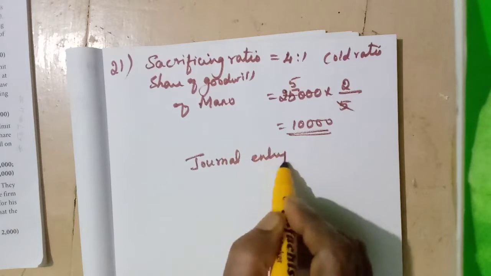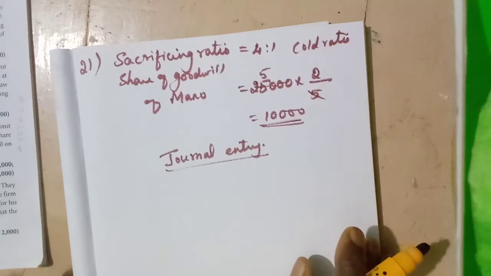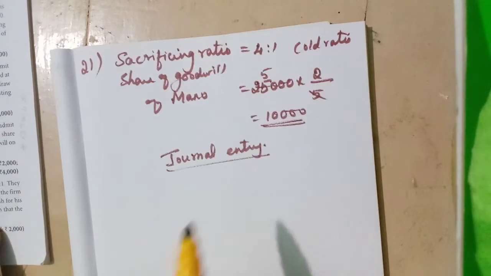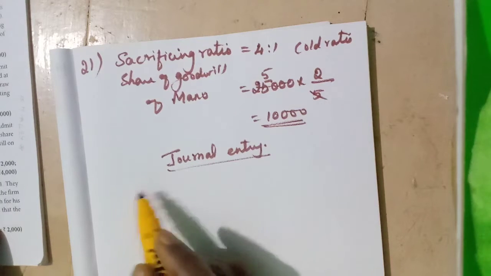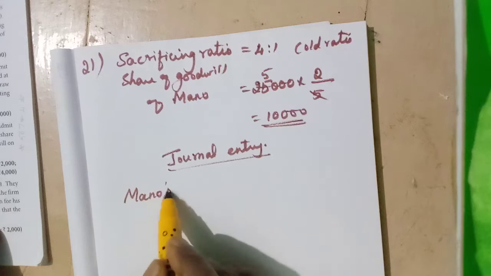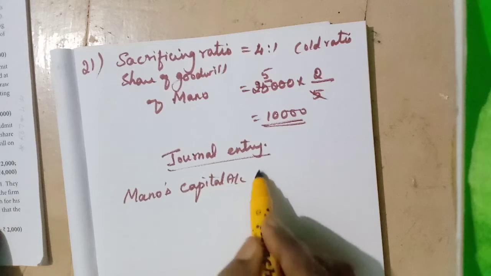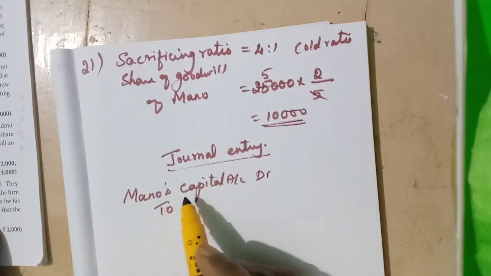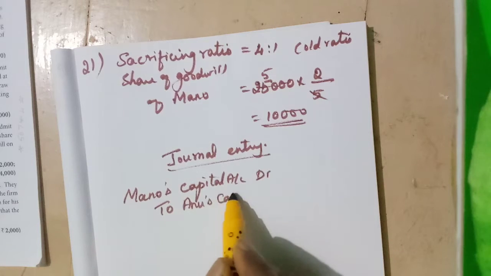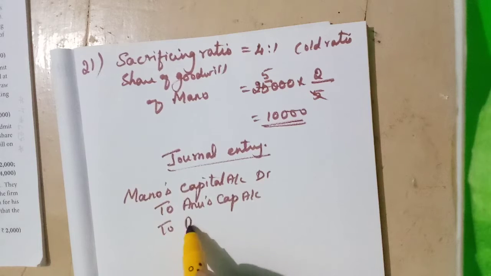They may ask for a 2 marks question. Okay, very easy one. So you must be thorough. Here, Manu is not able to bring in cash for his share of goodwill. So Manu's capital account must be debited. Manu's capital account debtor to Anu's capital account, Arul's capital account.